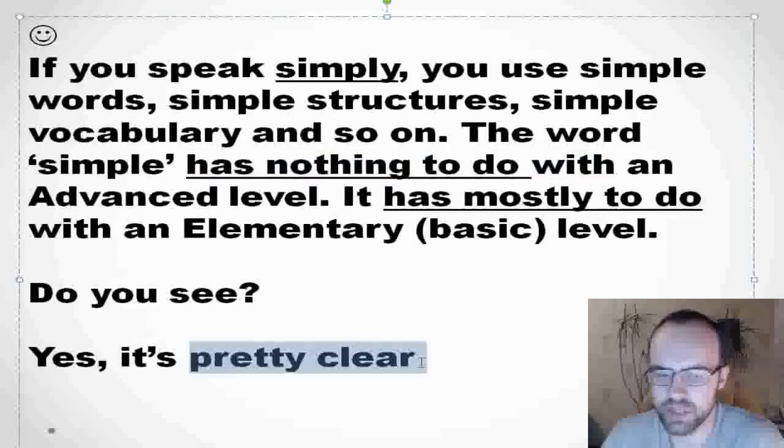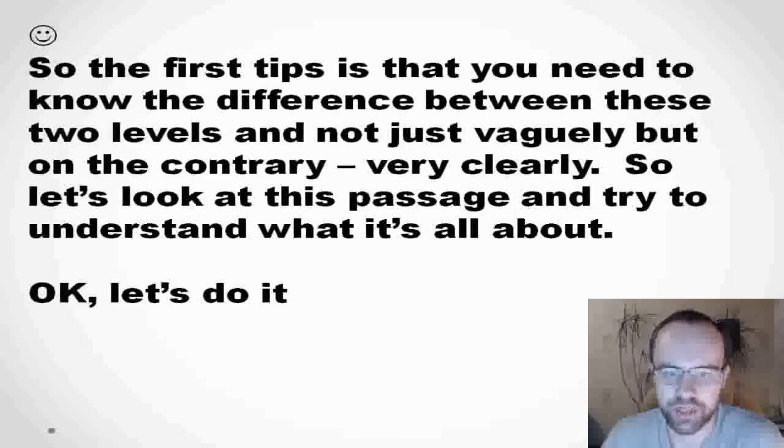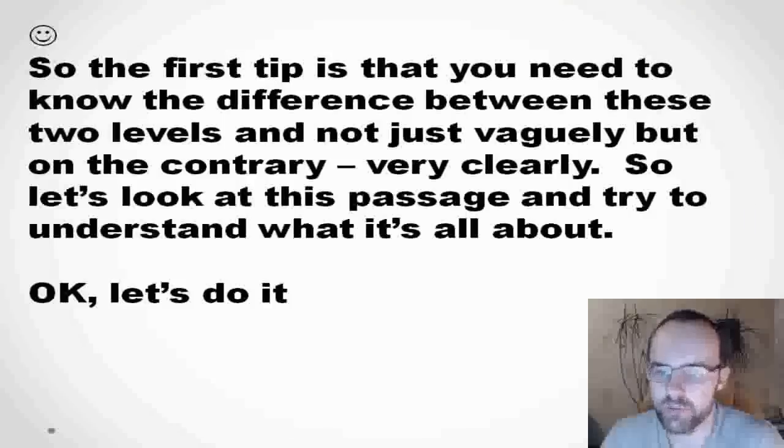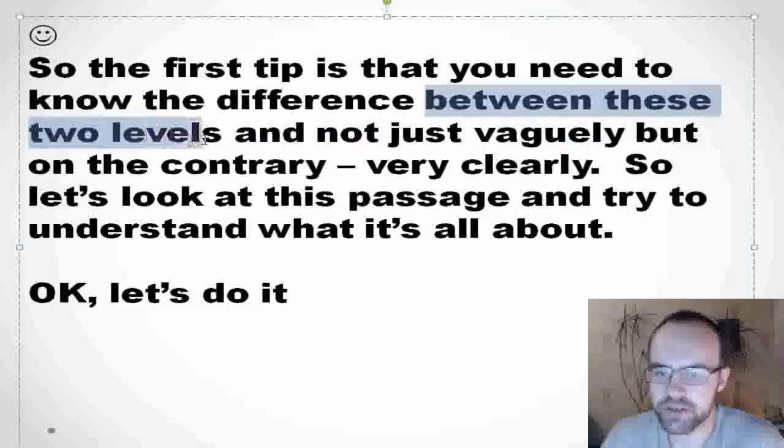So pretty clear, yeah. Oh, one more interesting phrase. Pretty means quite clear. It's quite clear, so it's really clear, okay? So the first tip, one tip, is that you need to know the difference between these two levels, intermediate and advanced, and not just vaguely.